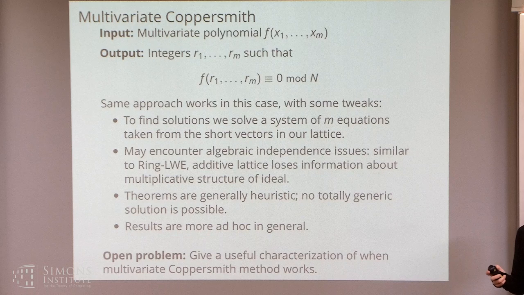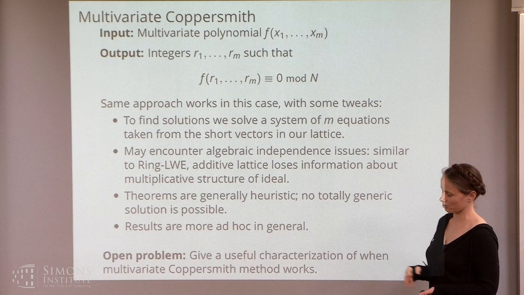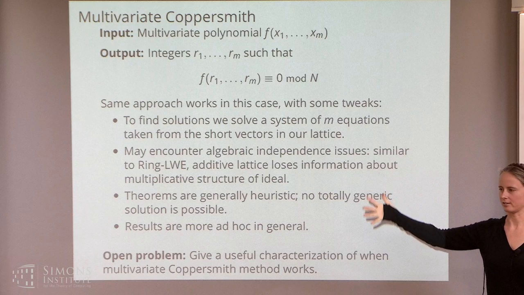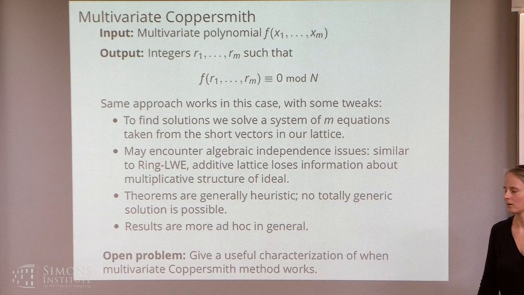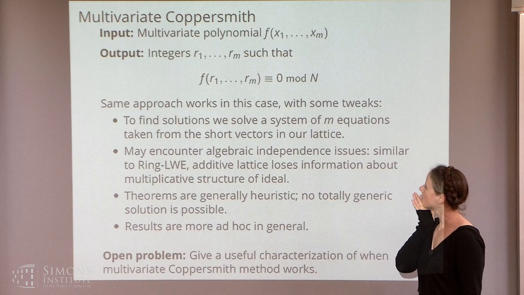So what you want to do is construct the same kind of lattice and do the same kinds of bounds checking. And you want to find a bunch of short vectors in your lattice that correspond to a system of multivariate polynomials and dump them into a solver and have it spit out the solutions of the common roots. There's a bunch of issues.